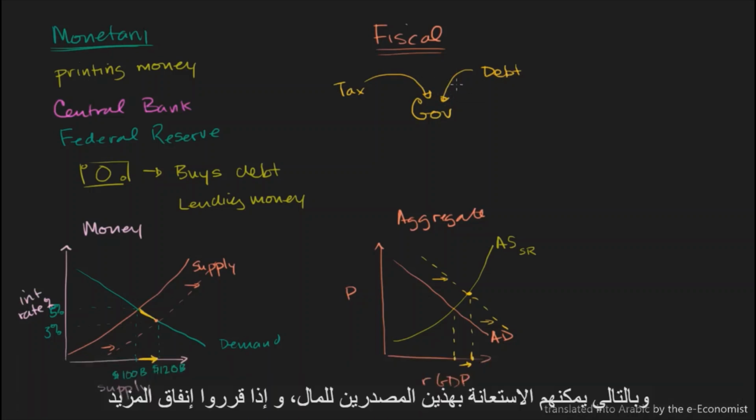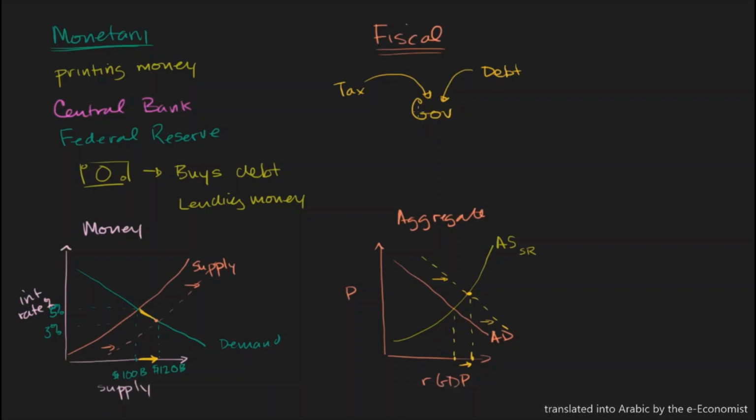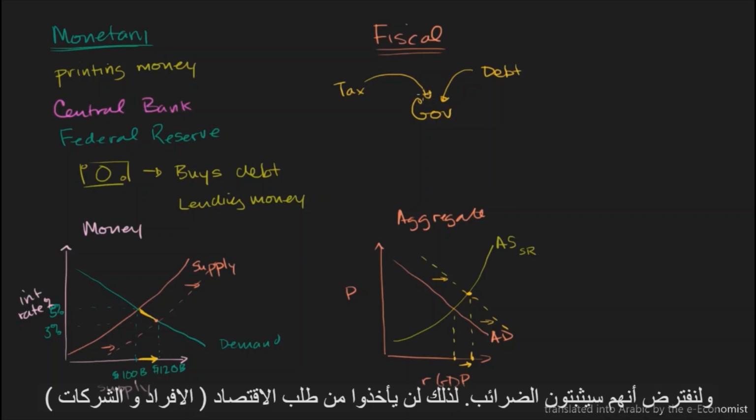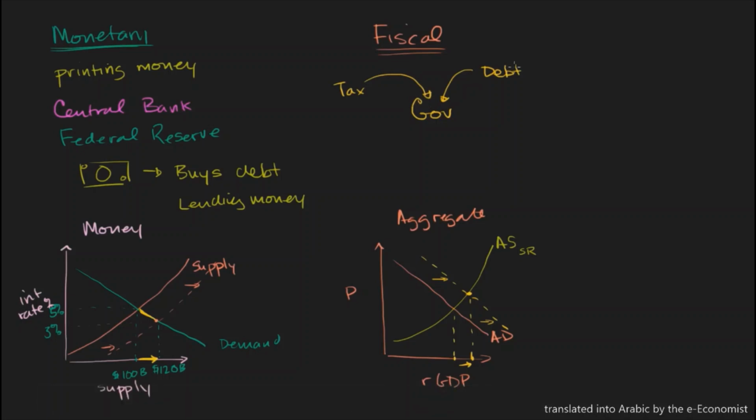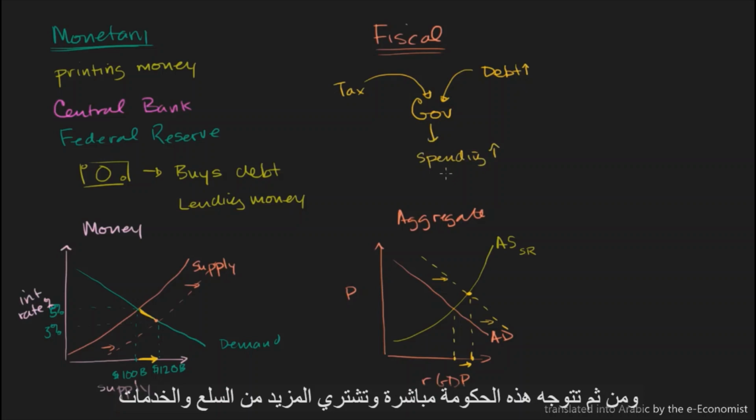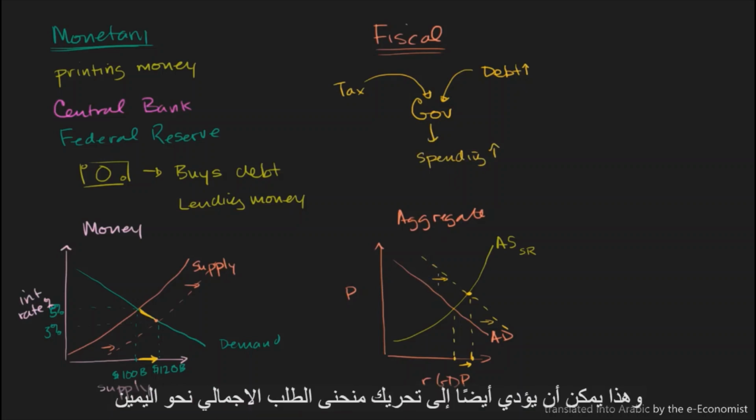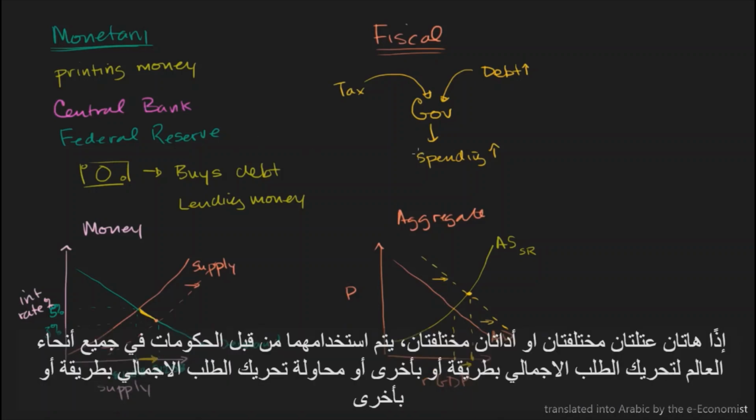And so they can take these two sources of money, and if they decide to spend more, and let's say that they're going to hold taxes fixed, so they're not going to take out any demand from the economy, they might ratchet up debt and then ratchet up spending, and then this government is directly going out there and demanding more goods and services. So that could also shift the aggregate demand curve to the right. So these are two different levers, two different tools that have been used by governments all around the world to shift aggregate demand one way or the other, or to attempt to shift it.